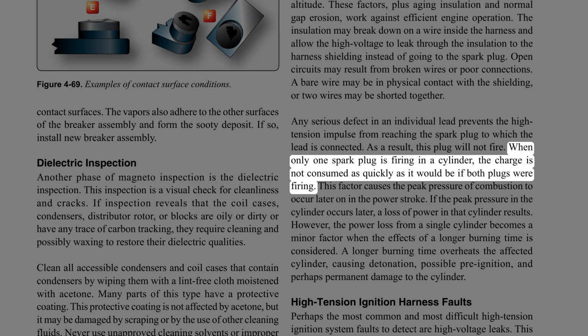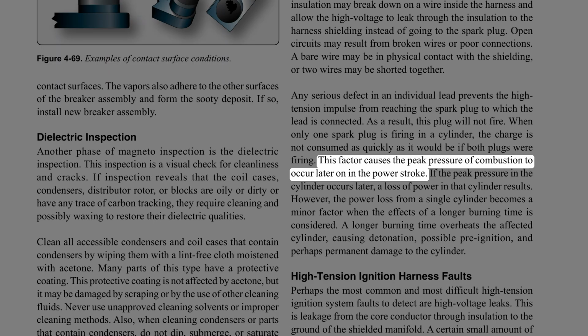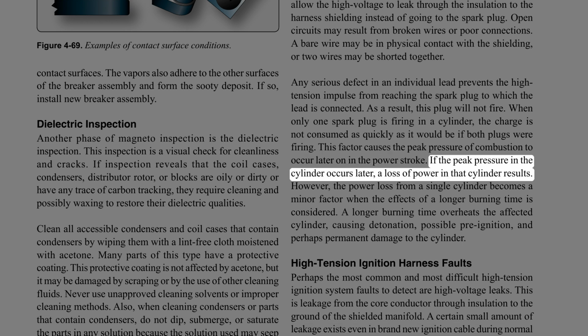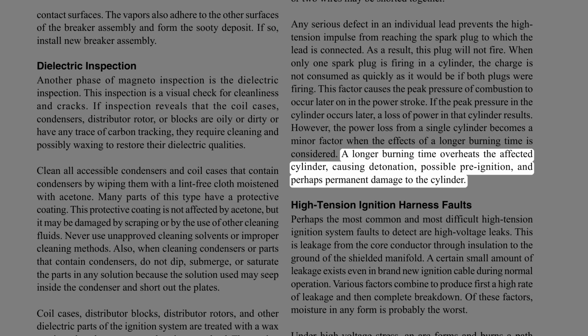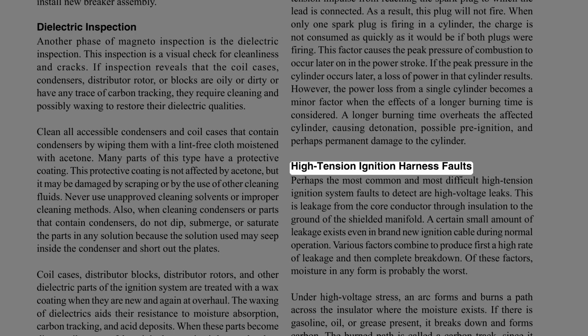When only one spark plug is firing in a cylinder, the charge is not consumed as quickly as it would be if both plugs were firing. This factor causes the peak pressure of combustion to occur later on in the power stroke. If the peak pressure in the cylinder occurs later, a loss of power in that cylinder results. However, the power loss from a single cylinder becomes a minor factor when the effects of a longer burning time are considered. A longer burning time overheats the affected cylinder, causing detonation, possible pre-ignition, and perhaps permanent damage to the cylinder.